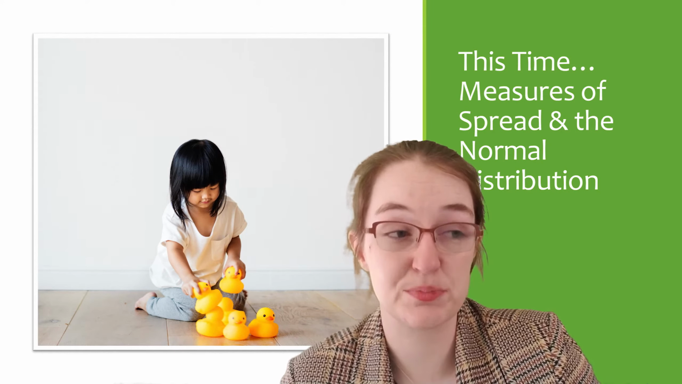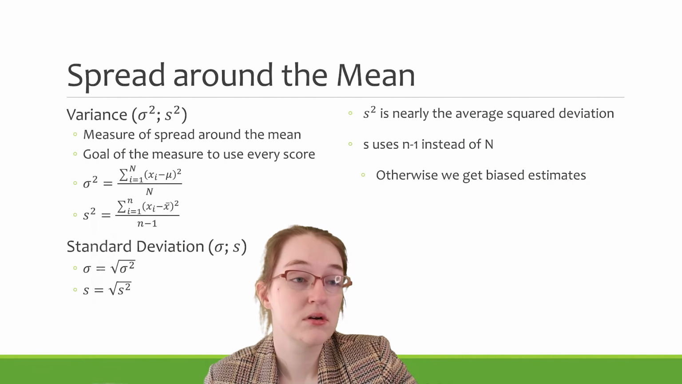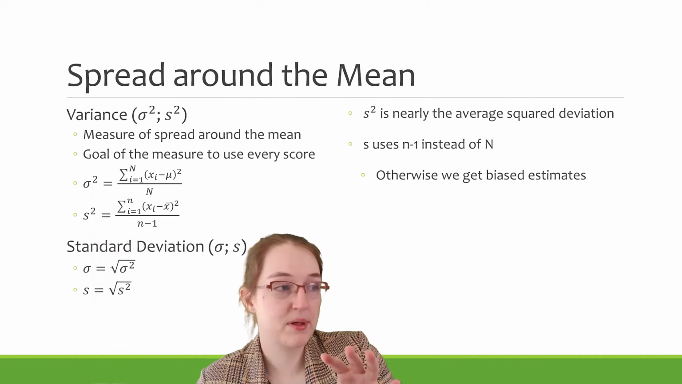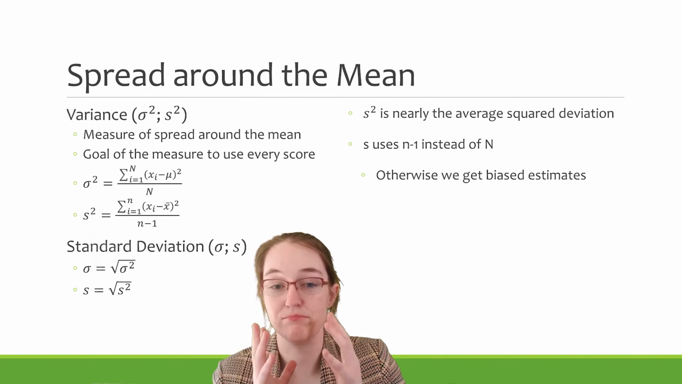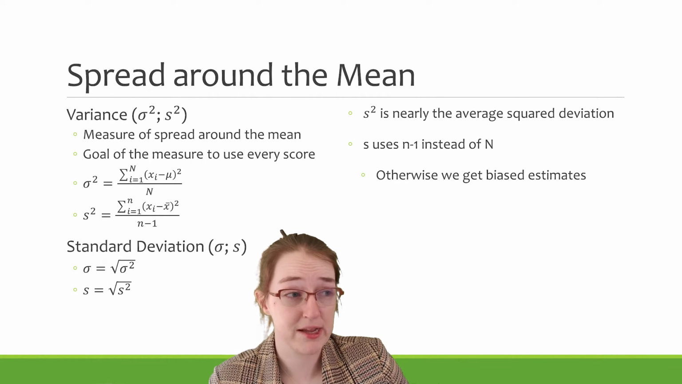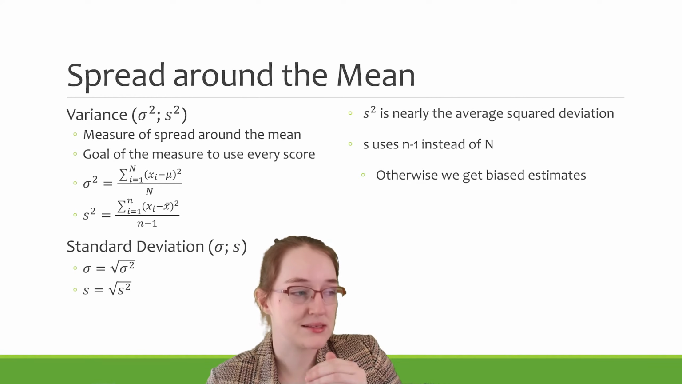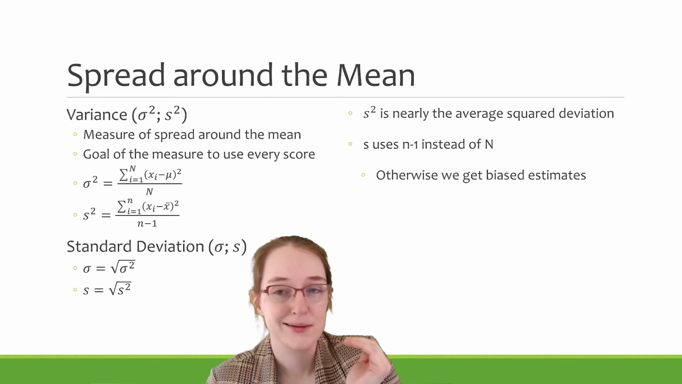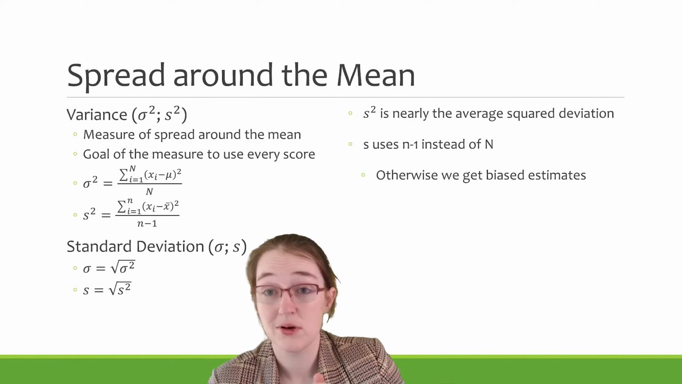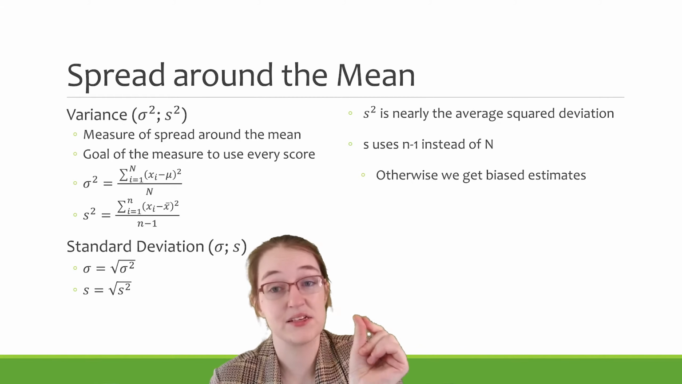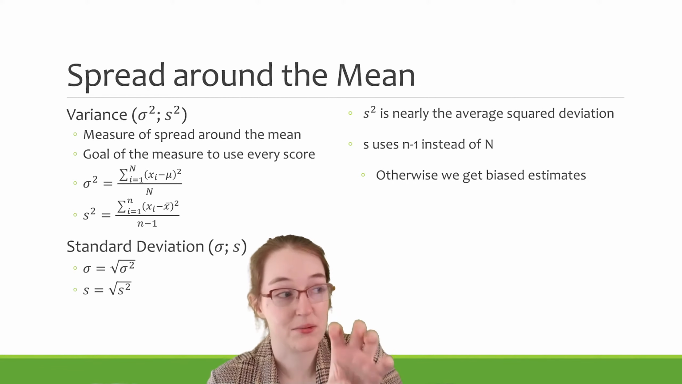Let's talk about measures of spread and the normal distribution. Measures of spread describe how data are spread out around our central measure. Variance is a measure of spread around the mean. It's the sum of the squared differences. It's essentially the average squared deviation, where xi is each individual value and mu is our measure of the center.